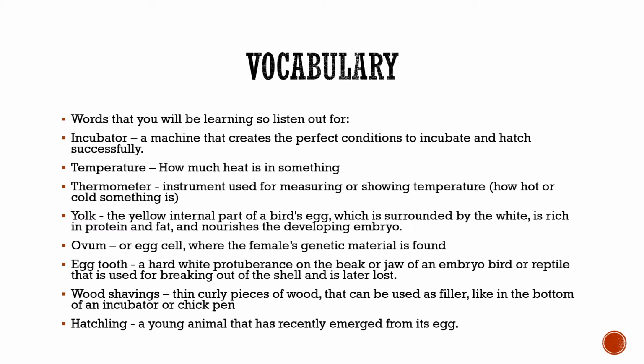We had the egg tooth, which is that little hard white part on the beak or the jaw of an embryo bird or even a reptile that is used for breaking out of the shell, and later on it's lost. Wood shavings, thin little curly pieces of wood that can be used as filler, like in the bottom of an incubator or a chicken pen. A hatchling. That was a young animal that recently emerged from its egg.